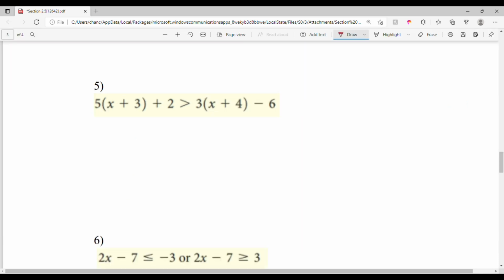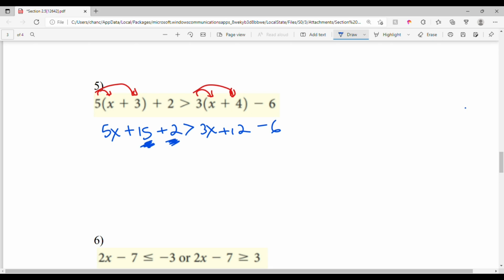Question 5, we have 5 times the quantity x plus 3, plus 2, is greater than 3 times the quantity x plus 4, minus 6. Same scenario, we have to get rid of those parentheses, and that means we need to do some distribution. 5 times x is 5x. 5 times 3 is 15. And we're going to treat this just like any other inequality. 3 times x is 3x. 3 times 4 is 12.